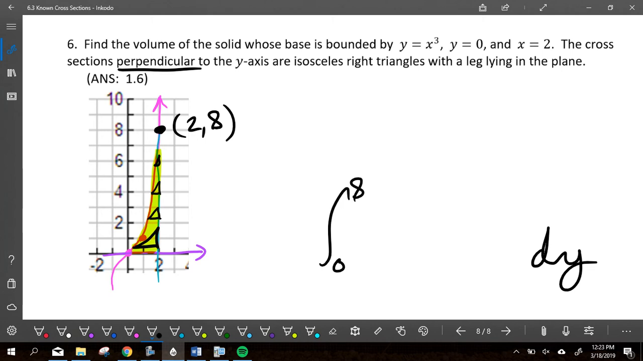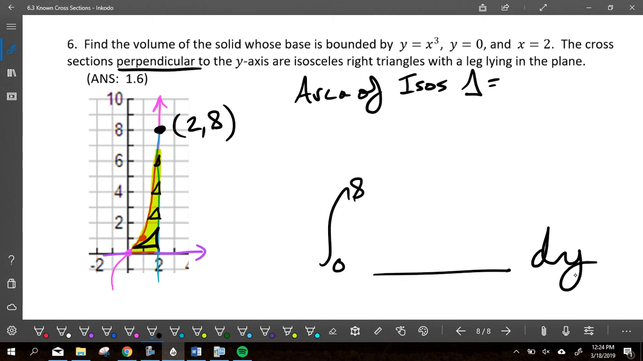The only other thing I need to do is I need to find the area. I want the area of my isosceles triangle. Try to figure out what that formula would look like, what you would need to plug in. You know what the answer is. It's 1.6. See if you can do that without me.